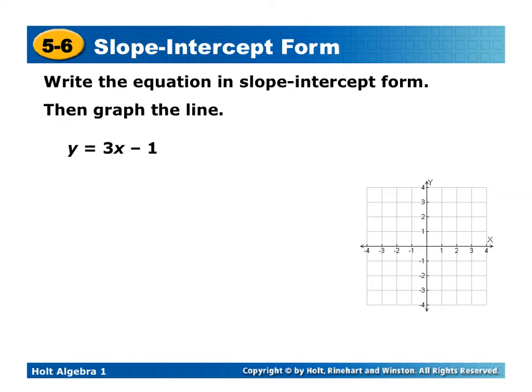Alright, so here we have our equation in slope-intercept form. Now we're actually going to graph the line. I always like to identify my slope first and my y-intercept. Remember, my slope is always what's being multiplied by x, so in this case 3.